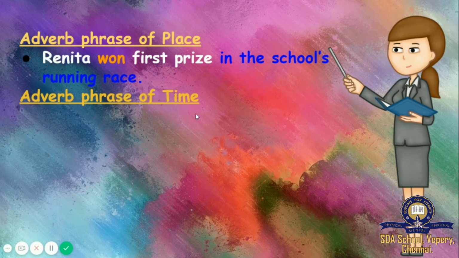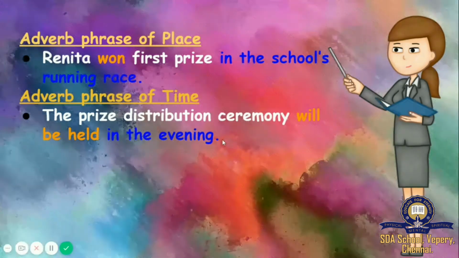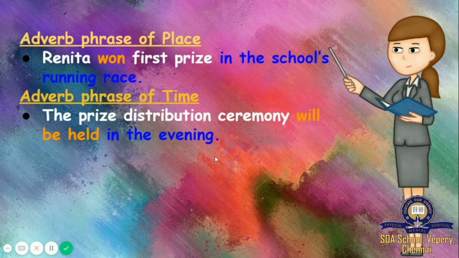Adverb phrase of time. The prize distribution ceremony will be held in the evening. So here, in the evening is the adverb phrase that tells us more about the verb will be held. The adverb phrase tells us when the ceremony will be held. When an adverb phrase gives us more information about the time when the action happens, it is an adverb phrase of time. An adverb phrase of time answers the question when.